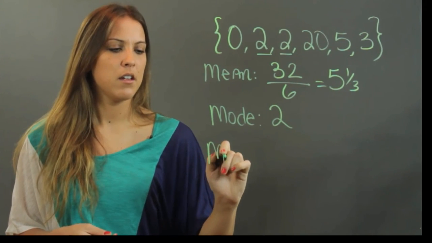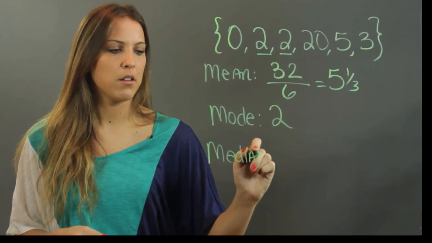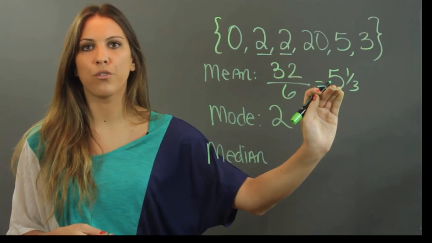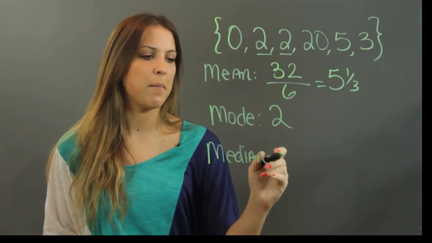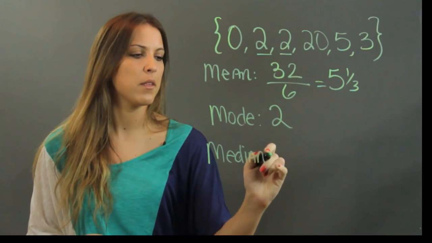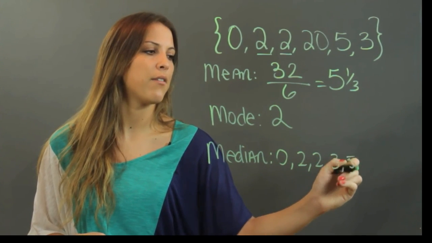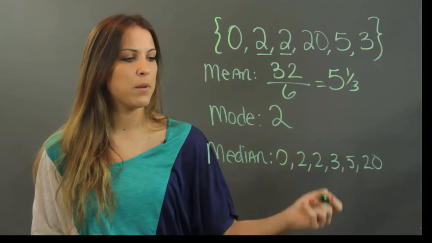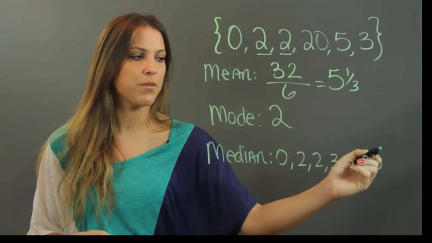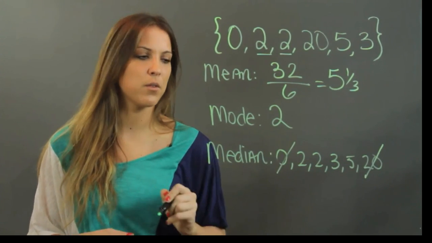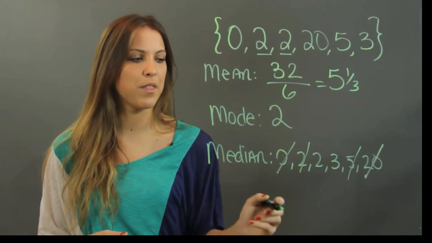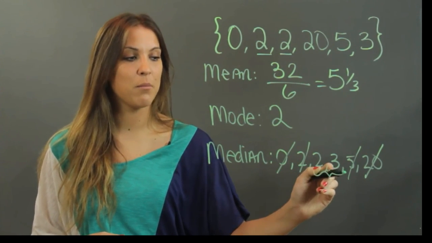And the median is the number that falls in the middle of your data when you write it in order from least to greatest, or greatest to least for that matter. So what I would do is line these up: 0, 2, 2, 3, 5, and 20. And I'm going to go ahead and just cross out each side. So if I cross out one from the right, one from the left goes with it. One from the right, one from the left goes with it. Now, I'm not left with a number in the middle, I'm left with 2.